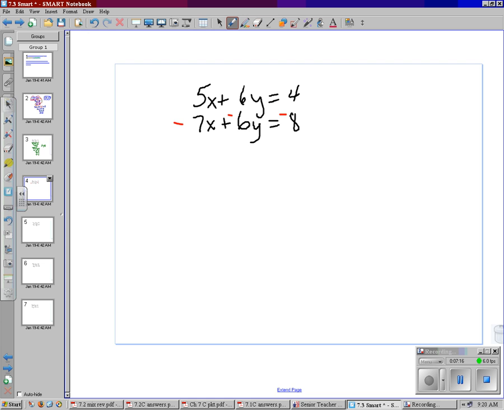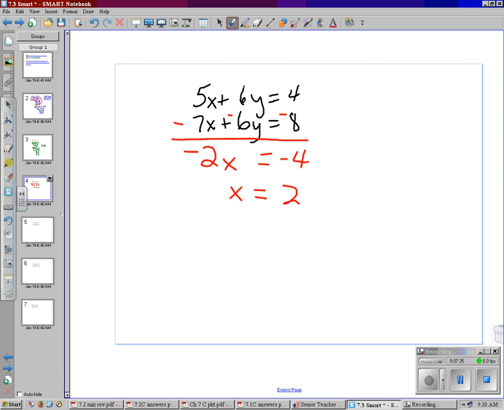So now, if you add your equations together, what are you going to have for your x's? Negative 2x. What's going to happen to your y's? They cancel. What do you get for your constant? Negative 4. So x equals 2.